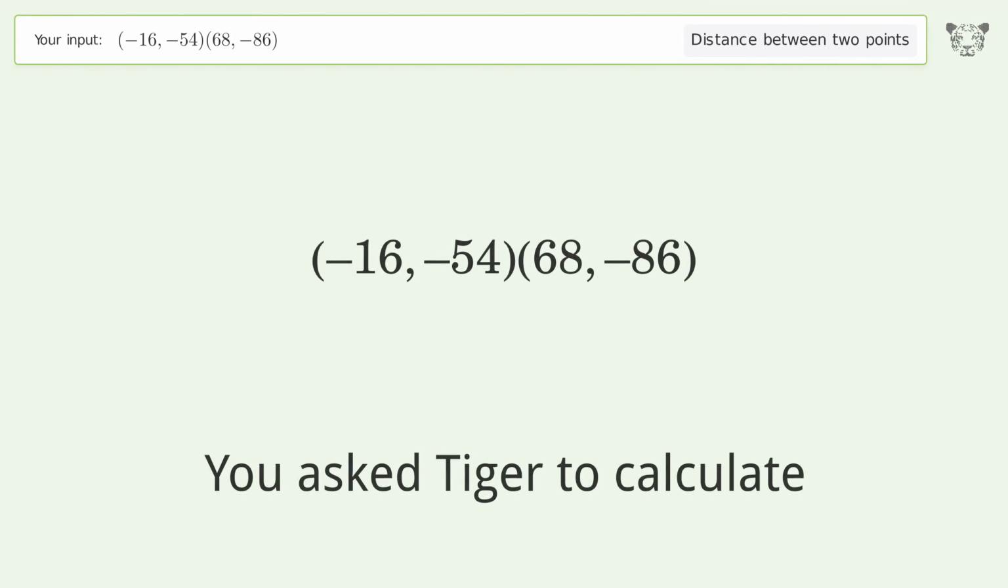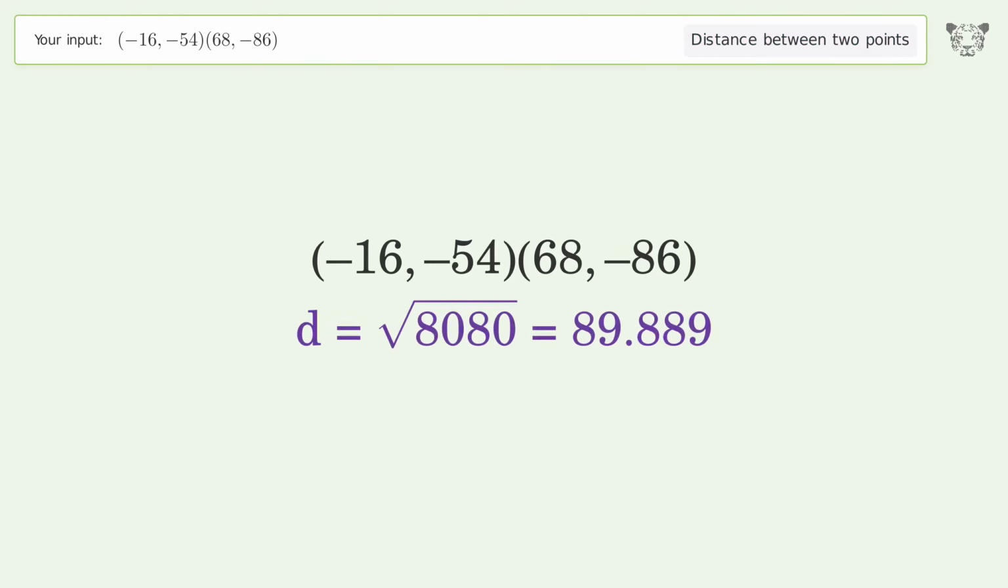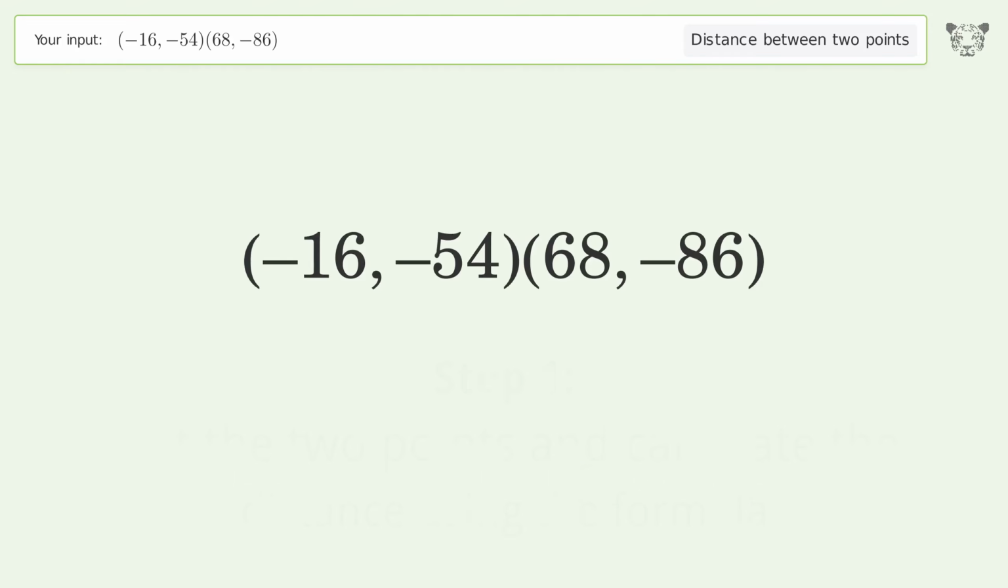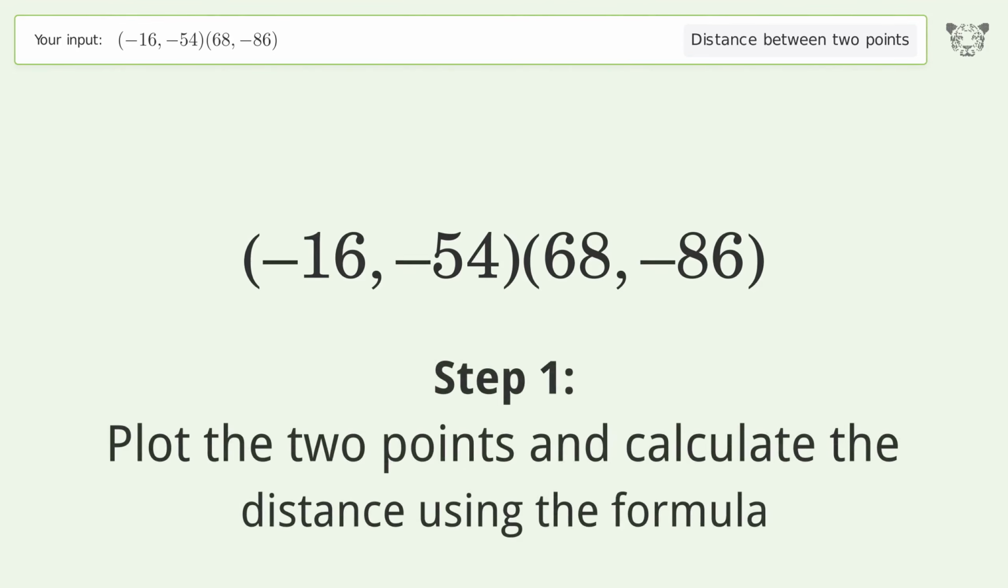You ask Tiger to calculate. This deals with the distance between 2 points. The distance between the 2 points is the square root of 8080, or 89.889. Let's solve it step by step. Plot the 2 points and calculate the distance using the formula.